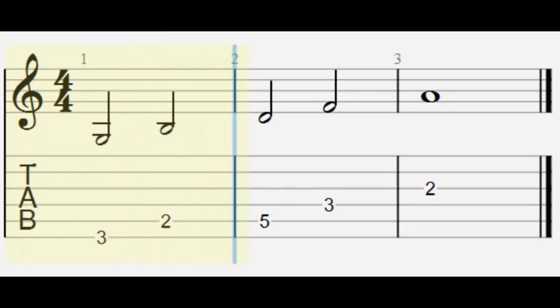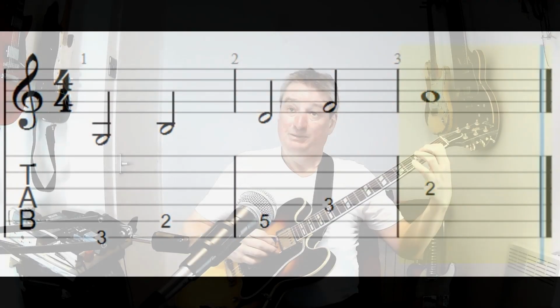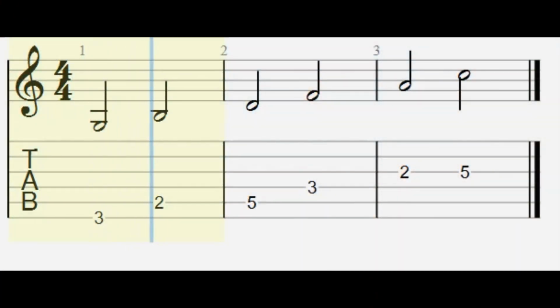With a G9, 1, 3, 5, 7, 9. A G11, 1, 3, 5, 7, 9, and 11. So this is the fourth, but an octave higher. And 1, 3, 5, flat 7, 9, 11, and 13.